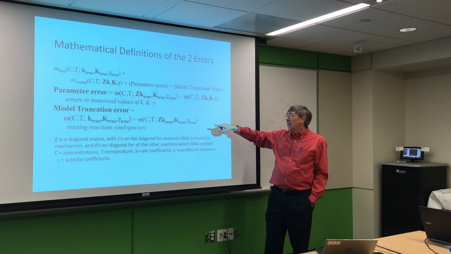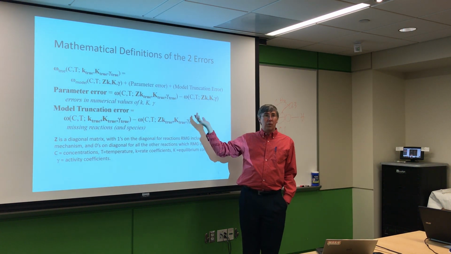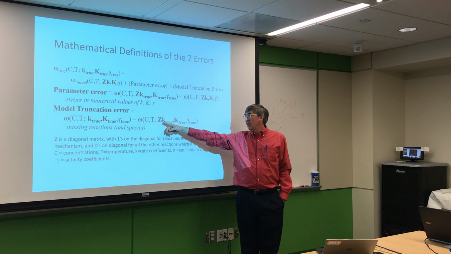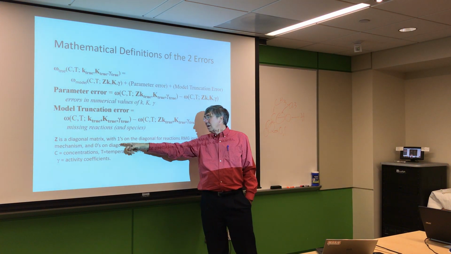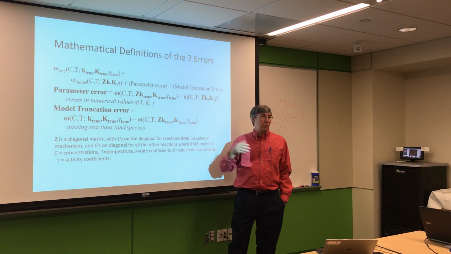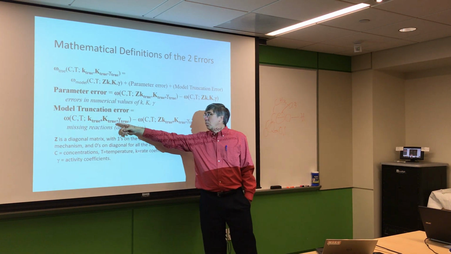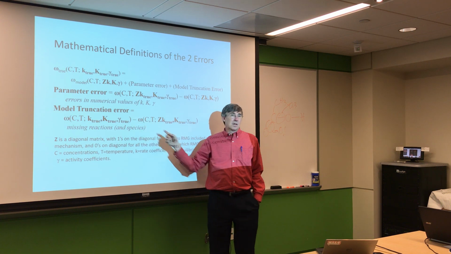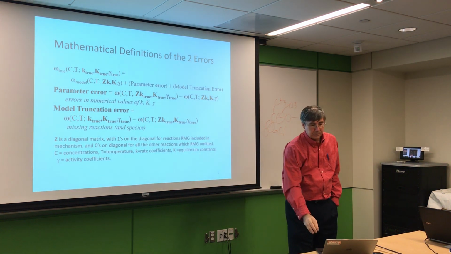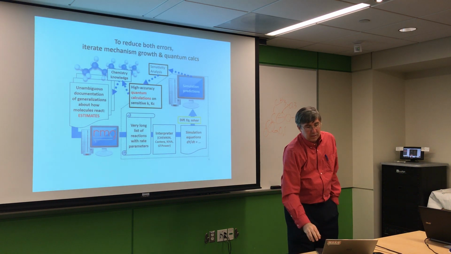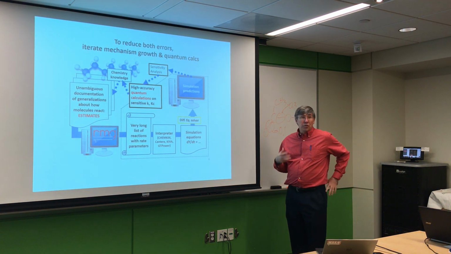There's another one, that I'm not using the full model, so I don't include all the reactions in the universe, but I only have some small set represented by this matrix Z, which has some ones and then lots of zeros, which are all the reactions I've neglected. And if I put them all back in, I get this difference. And so these are the two different types of errors I have.